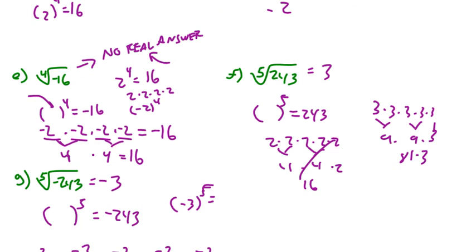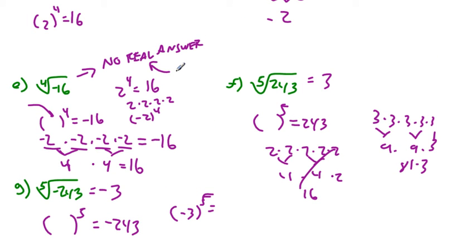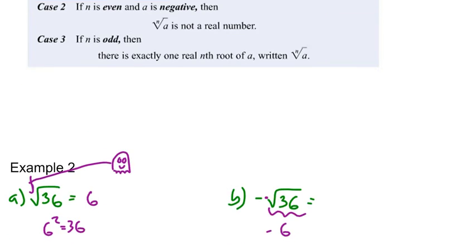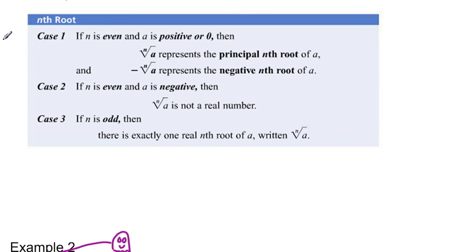Okay, so I want you to notice a few things here, and I'm going to show you the rule. Notice that when we took the fourth root of negative 16, there was no real answer. But when I took the fifth root of negative 243, there was an answer. Like, what's the difference between the two? And like, how do you know? Okay, well, this is what I want to show you now. So I want to come up here, and here's the nerdy rule.